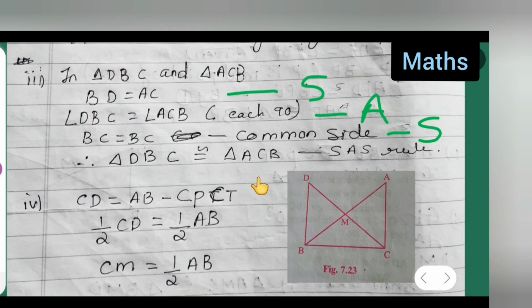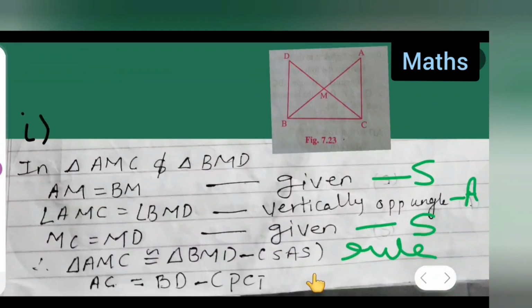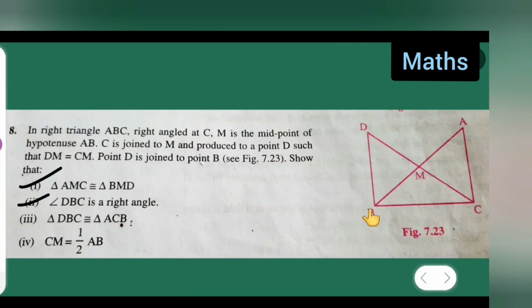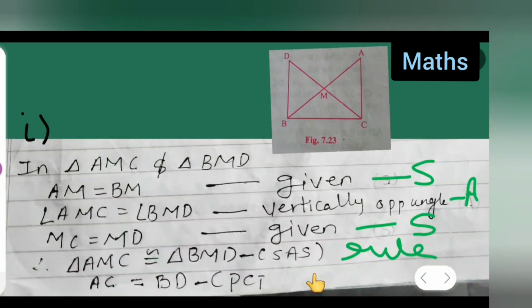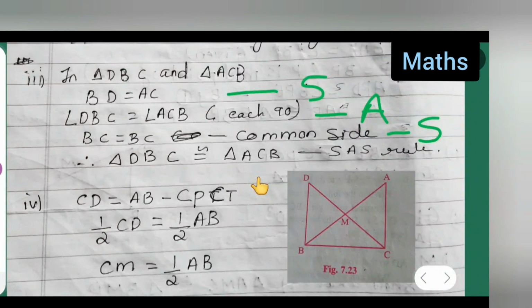Next, let us see the fourth part. We need to prove that. Now we are done with the third part also. Now we need to prove that CM is equal to half of AB. So now what you all have to do? Now take CD is equal to AB. From this you all take CD is equal to AB. That is the corresponding part of congruent triangles. Okay, CD is equal to AB.